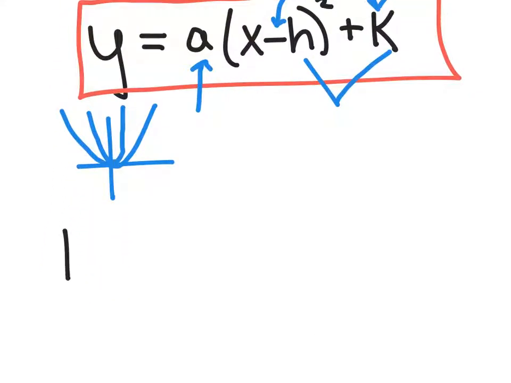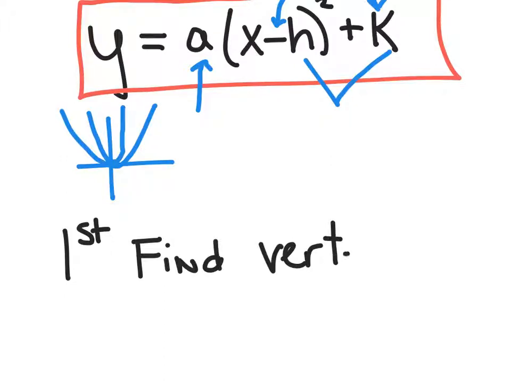So let's make a big note. First, find the vertex. And once you have that, you have the h and the k, so you already have those two pieces, which is awesome. So all you need is this a value. So second, we have to find the a value.